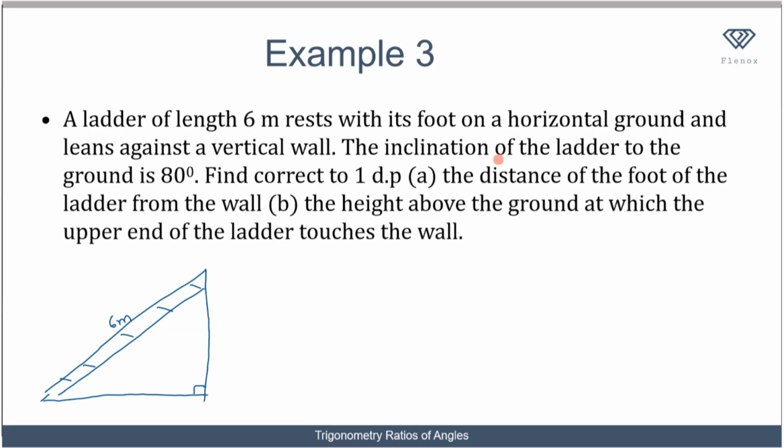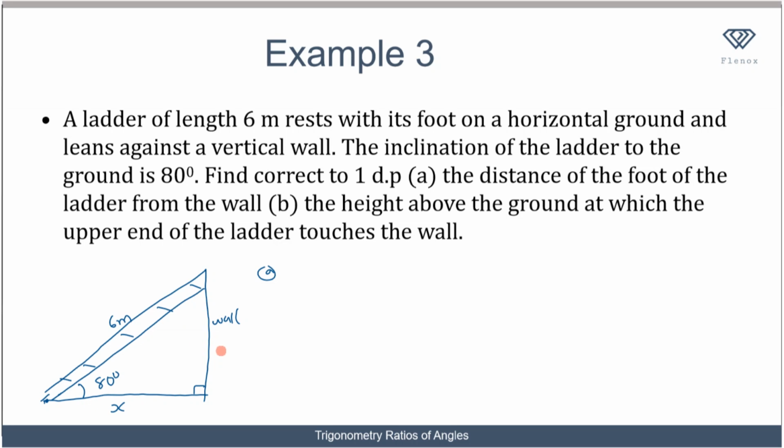We're told that the inclination of the ladder to the ground is 80 degrees. So the angle that the ladder makes with the ground is 80 degrees. We're told to find one, the distance of the foot of the ladder from the wall. So now this is the wall over here. So let me call that distance x. Now if you can see, I have one angle over here, and I'm looking for this length over here and I know the hypotenuse.